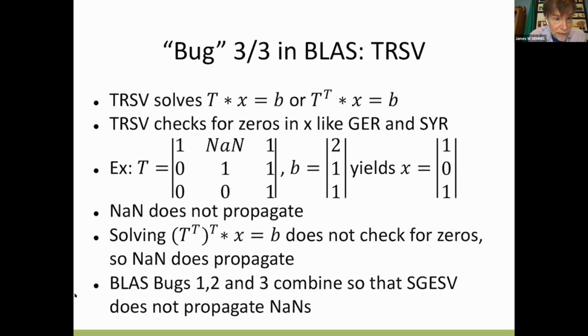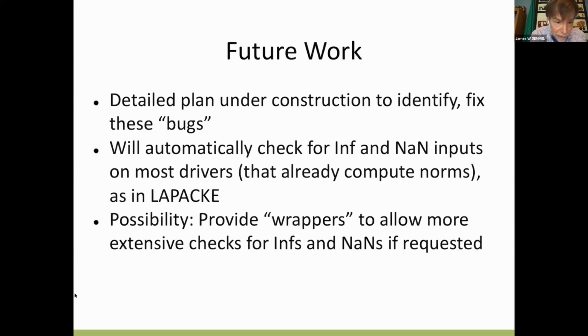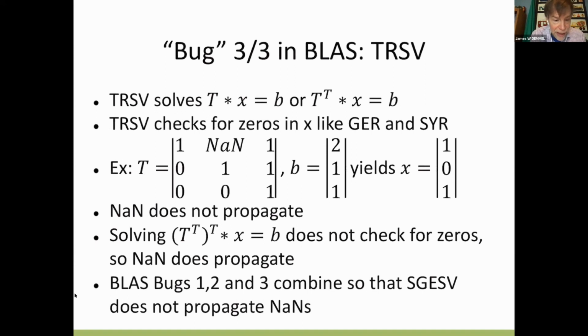I'm going to leave this as a little problem for the readers. You can take all of these bugs and come up with a little matrix where SGESV, the linear solver in LAPACK, gives the wrong answer. All these bugs can collaborate to not propagate a NaN from inside the matrix to the output. So these are things we have to fix. Next slide.